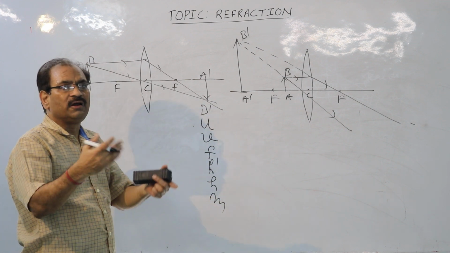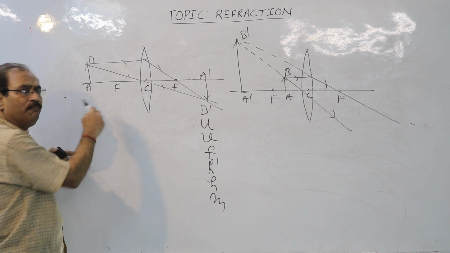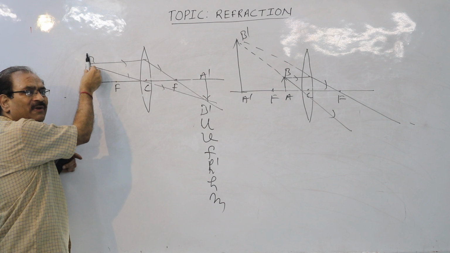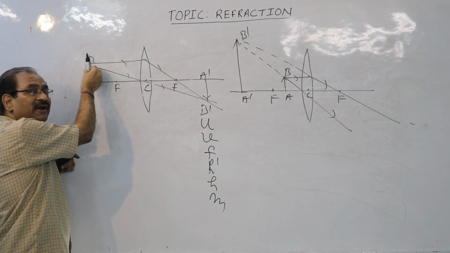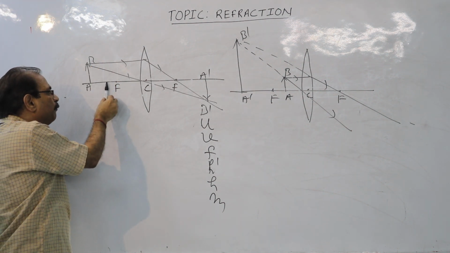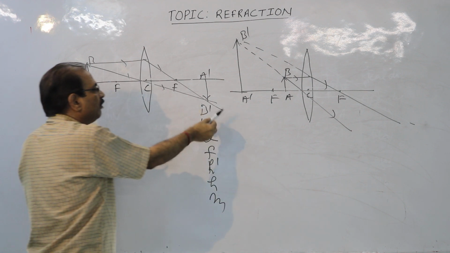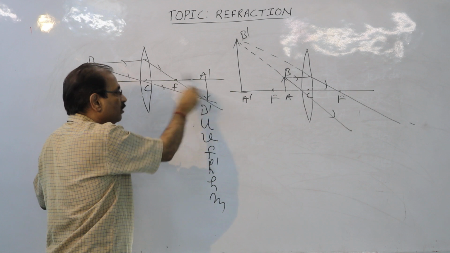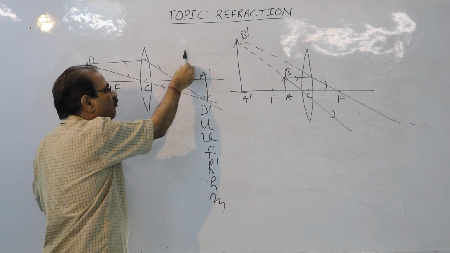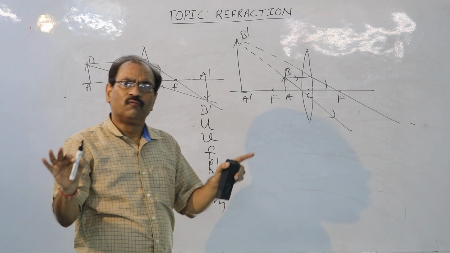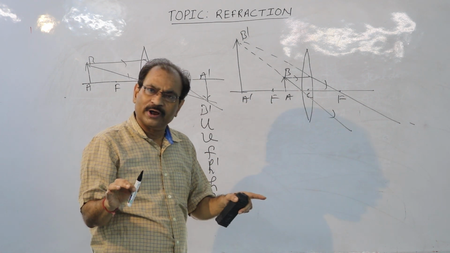Last point, the distances which are measured above the principal axis. For example, if the object is placed above the principal axis, it is taken as positive. If we keep the object below the principal axis, it will be negative. If the image is formed here, below the principal axis, it will be negative. If it is formed here, above, it will be taken as positive. Right? So, universal laws for both the types of lenses. Okay? Alright?